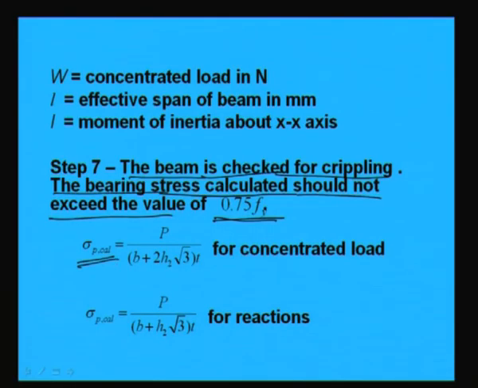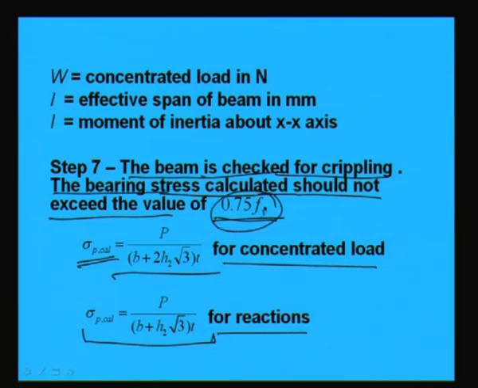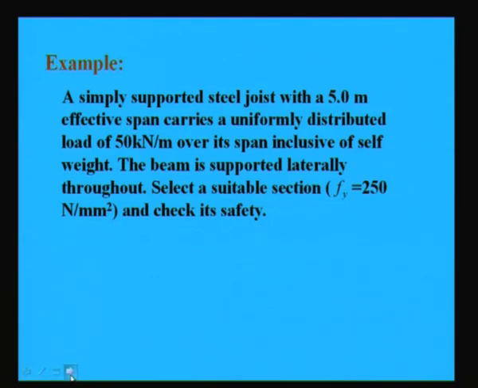So, sigma p calculated will be P by (B plus 2H2 root 3) into T, right, for concentrated load, and for reactions sigma p calculated is equal to P by (B plus H2 root 3) into T. So, in this way we can find out the calculated bearing stress, and we have to see whether it is exceeding the value given in the Codal provisions, that is 0.75 Fy. Okay. If it is below the limiting value, then fine, otherwise you have to go for some other sections.